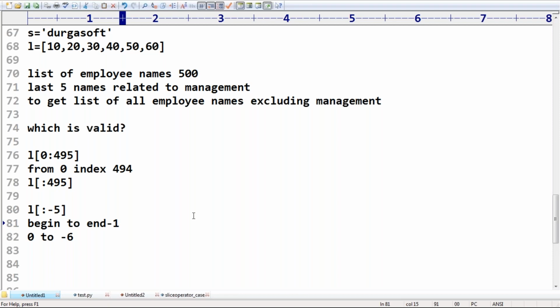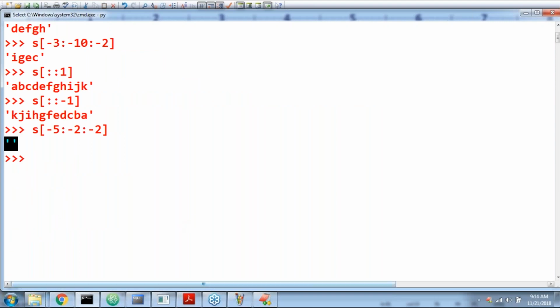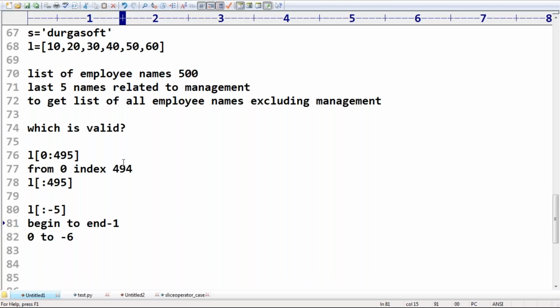So what is the next concept we are required to talk about? After slicing and so on, what is the next one we have to talk about, sir? Up to this, how many operators did we cover?